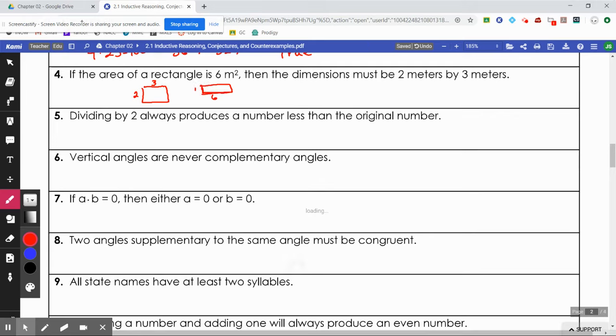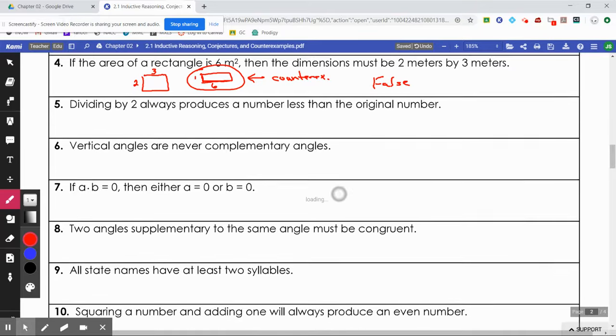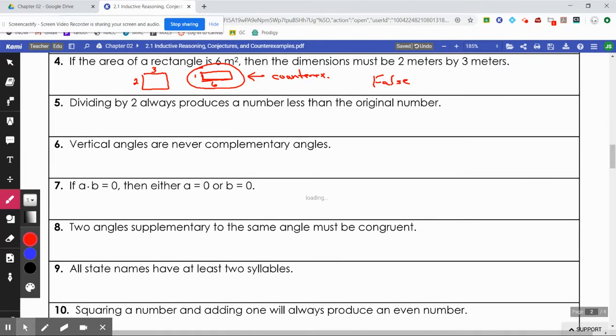1 times 6 also has an area of 6, so that right there would be your counterexample. So that would be a false statement. Dividing by 2 always produces a number less than the original. Like 10 divided by 2, that's smaller than 10. 6 divided by 2, that's smaller than 6.